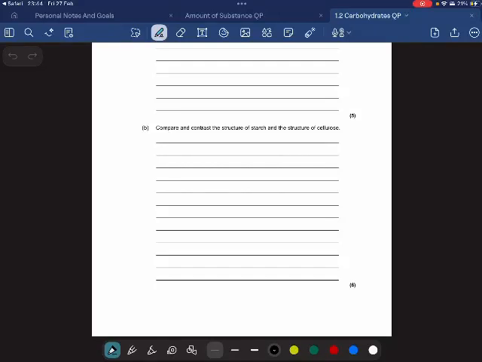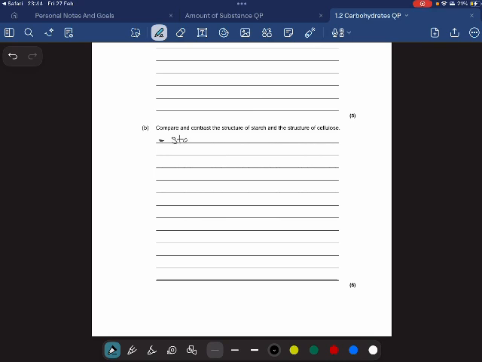This 6-marker A-level biology question asks us to compare and contrast the structure of starch and the structure of cellulose. So, starch and cellulose, they're both polysaccharides. Starch is made out of alpha glucose, whereas cellulose is made up of beta glucose. Well, that's our first point that we can make there, right?